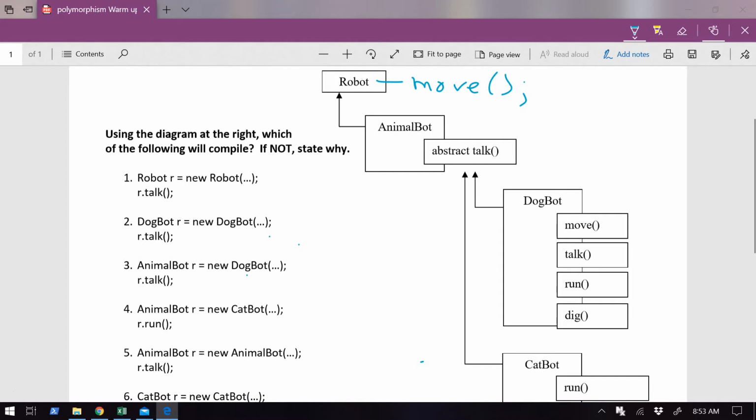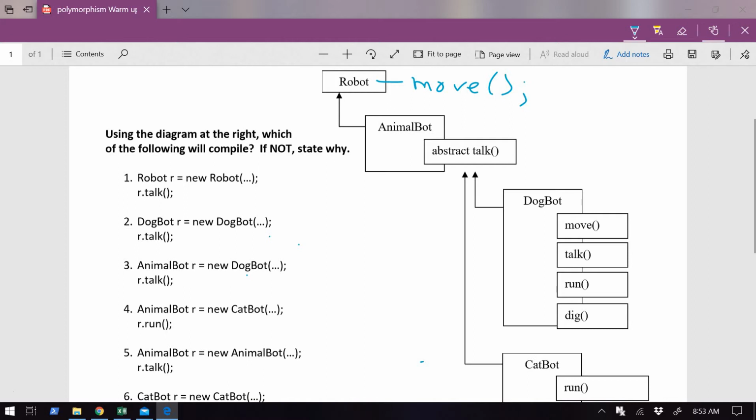So what we're going to do is first see, for each of the exercises here, if the declaration is okay, and then if the method call is okay. And try to understand what you can and can't do with references and the objects they're pointing at, and what method calls you can make.